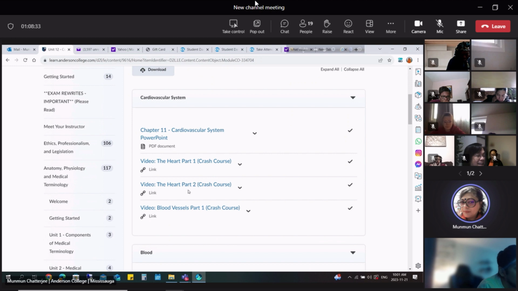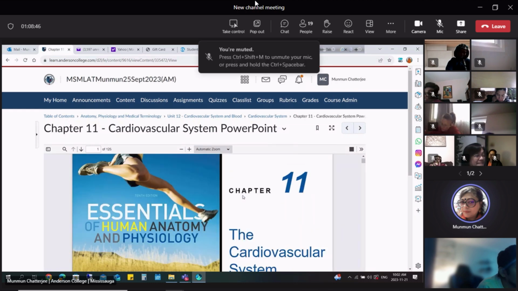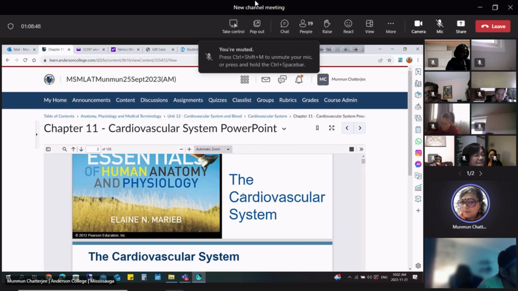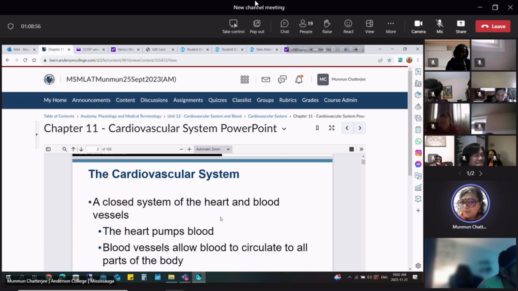So now we are going to learn the cardiovascular system. So cardiovascular: cardio means heart and vascular means vessels. So it's combining to make the cardiovascular system. What is that? It's a closed system of the heart and blood vessels.